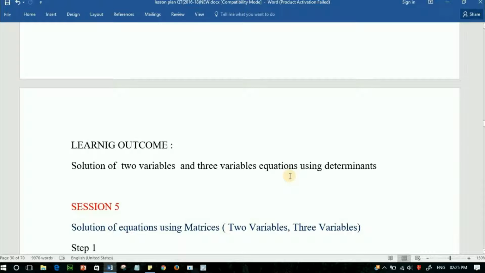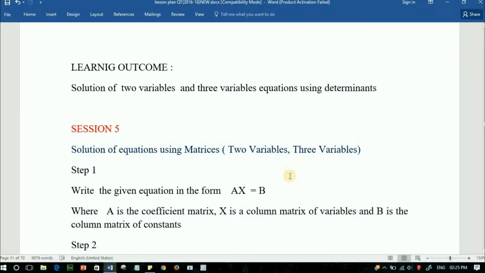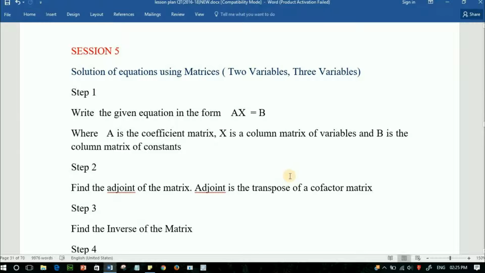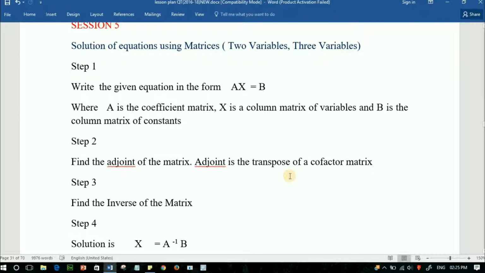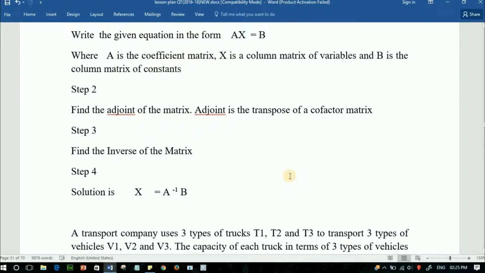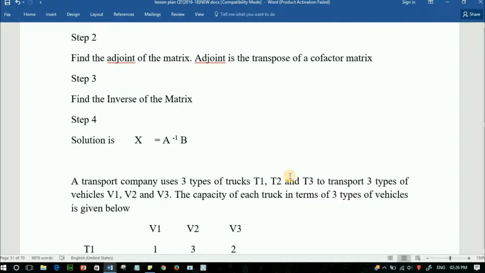Then, solution of equations using matrices. In this case, first of all, we have to write the equations in the form AX = B, where A is the coefficient matrix, X is the column matrix of variables and B is the column matrix of constants. Then we have to find the adjoint of the matrix, which is the transpose of the cofactor matrix. Then find the inverse of the matrix, and finally we can find the solution by X = A inverse B.